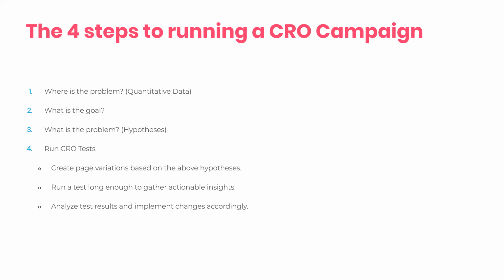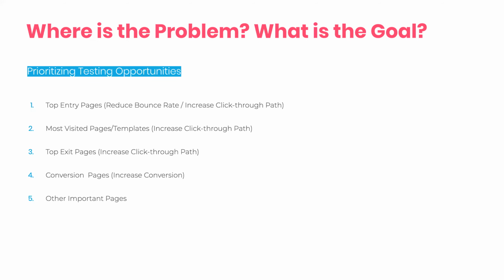Let me take you a little bit deeper on how to do that. So first of all, where is the problem, right? That is the first step. So you're going to have to prioritize testing opportunities. Like I mentioned, every single page of the website is probably going to have an opportunity to be optimized. But where do you start? Well, you start with the low-hanging fruit. And the low-hanging fruit are the pages that you're going to be able to implement changes to that are going to have the highest return or the highest improvement, right?